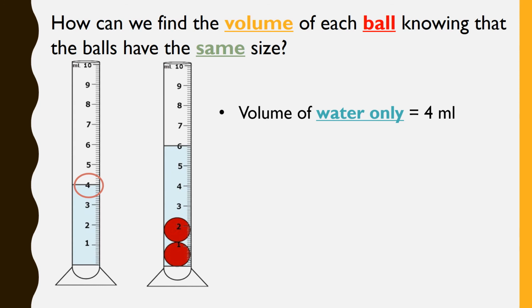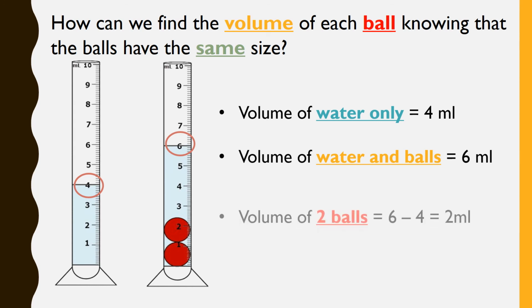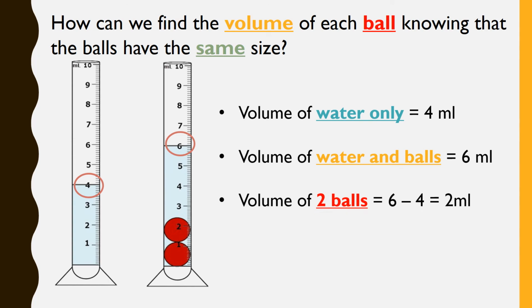How much is the new volume? It is 6 milliliters. This means that the water and the balls together are 6 milliliters. If water is alone, 4, and the new volume is 6. So how much did the balls increase the volume? It increased by 2. We can write 6 minus 4 equals 2. So the 4 increased by 2 and became 6. This means that the two balls are 2 milliliters.